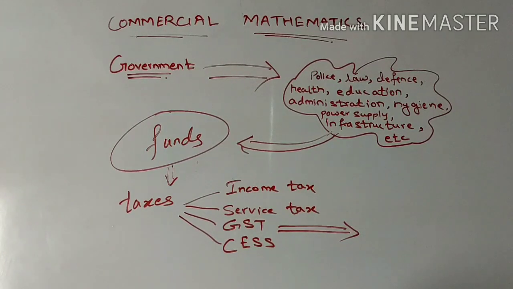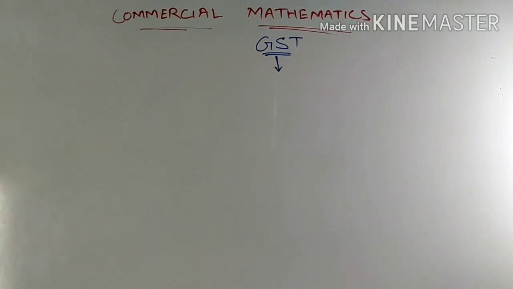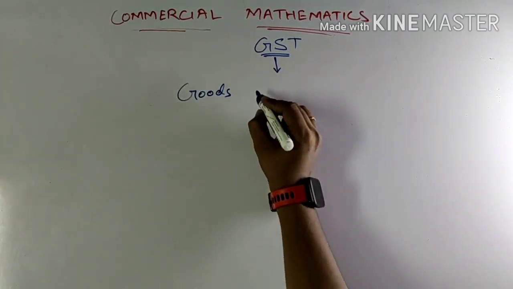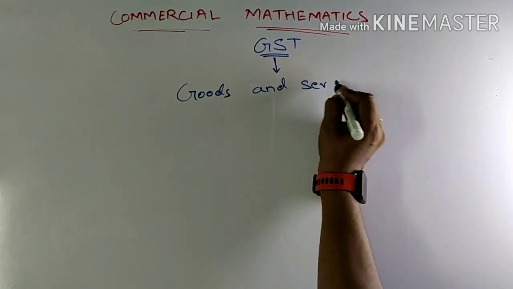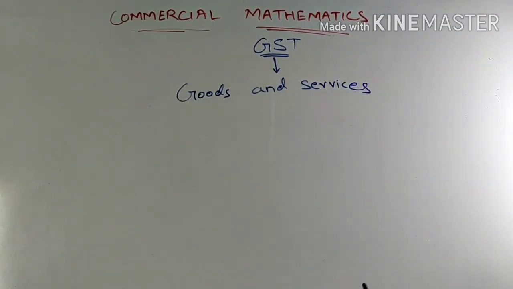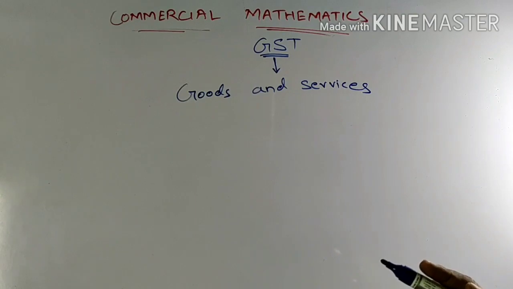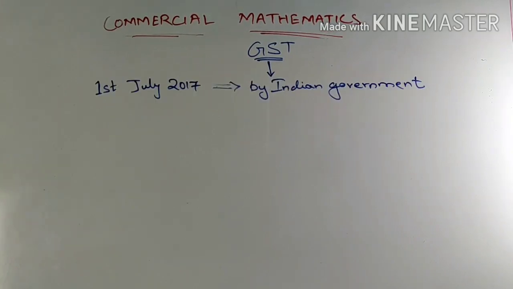In today's class, we'll study more about GST in detail. Now, what is GST? GST is a destination-based tax on consumption of goods and services provided. Initially, it was known as sales tax and VAT. VAT is value added tax. So GST has replaced sales tax and VAT. The main objective of GST is to eliminate excess taxation. It was first adopted in India by the Indian government on 1st of July 2017.